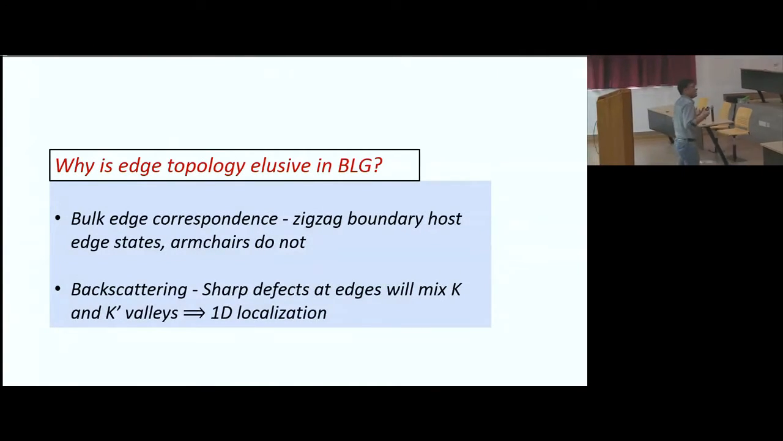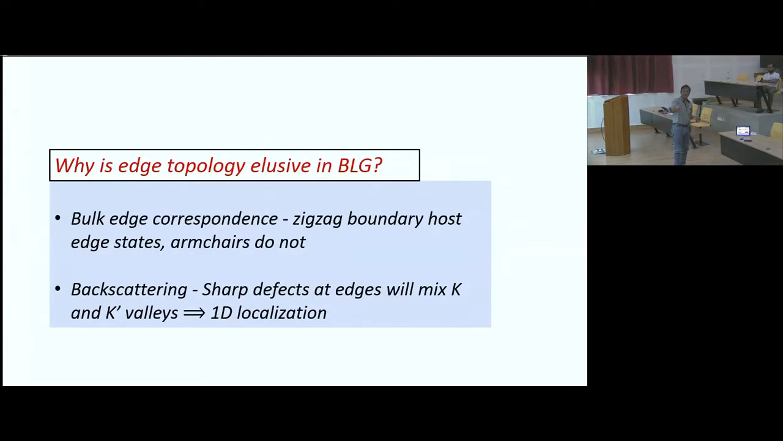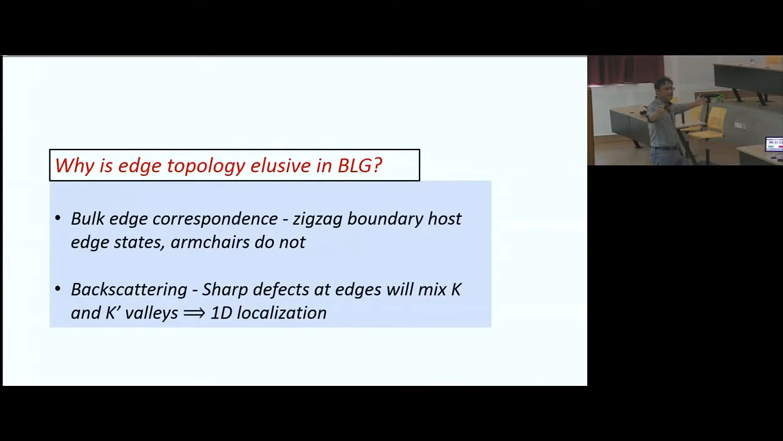Over here, it's actually very easy to break the symmetry, because if I have a sharp edge, a sharp defect along the edge, then it will mix the K and K prime valleys, and hence any kind of edge states that otherwise flow without any dissipation now get dissipated or localized. That's the difficulty experimentally that there had been for a very long time to access edge states in gapped bilayer graphene. I'll show you how we solve that problem today.